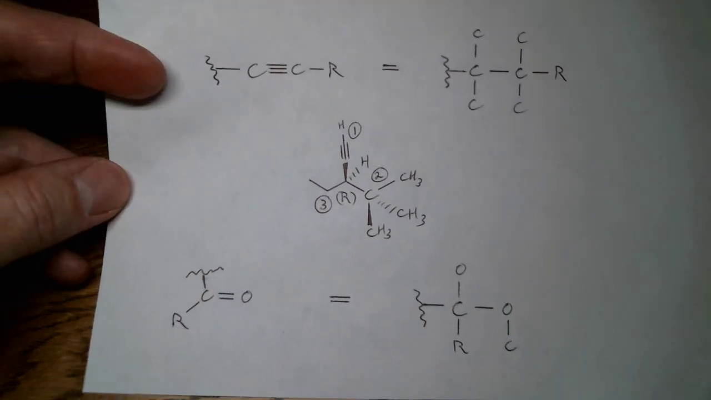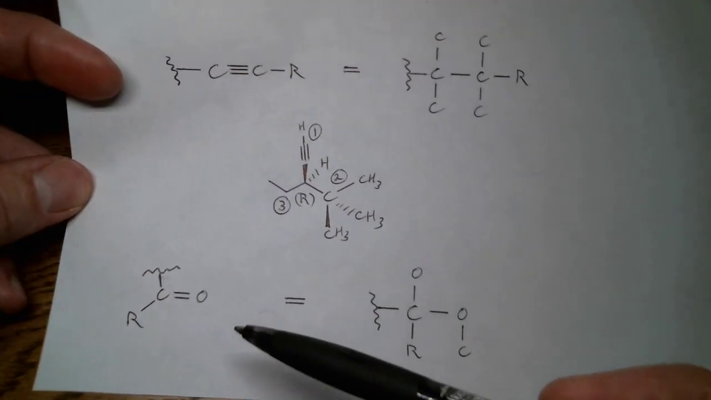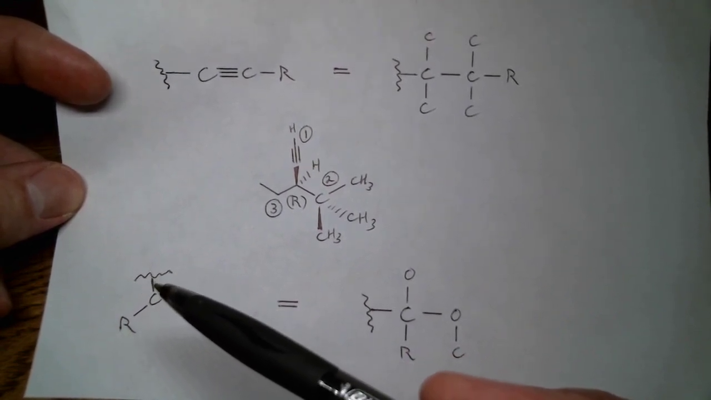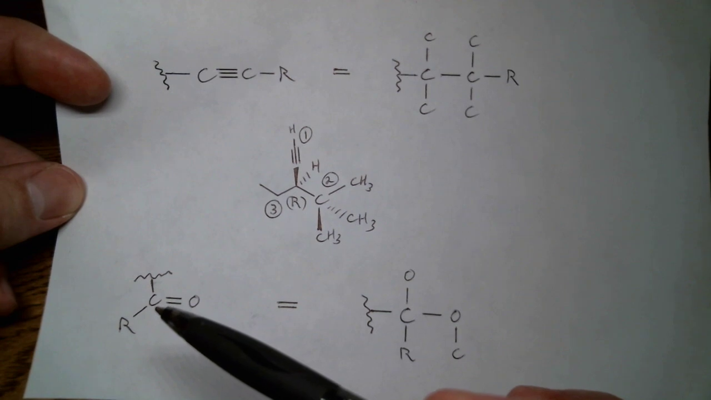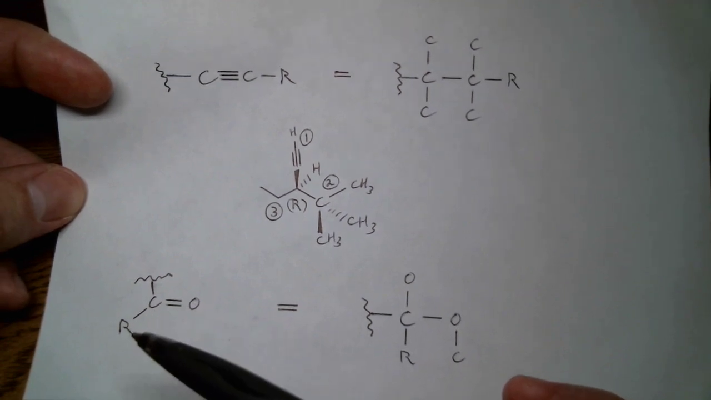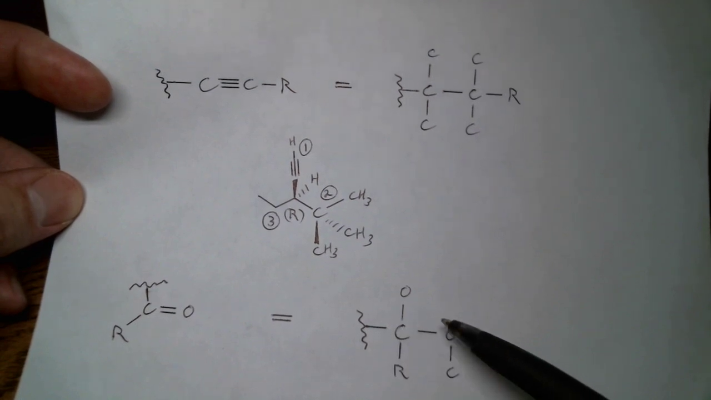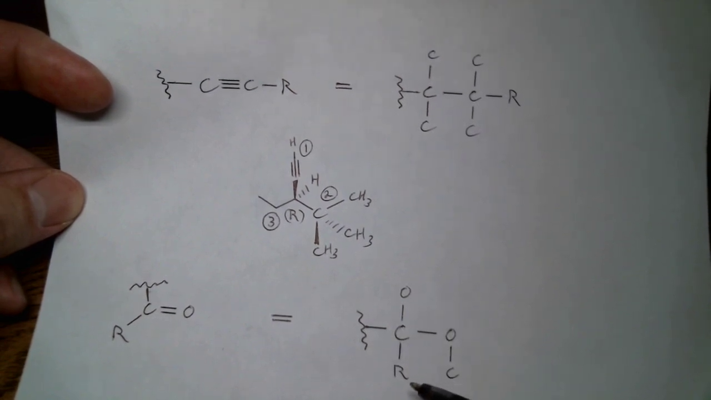How about a carbon with a double bond to oxygen? Well, if you have a group attached to a stereocenter, which is a carbon that's double bonded to an oxygen bonded to some R group, we treat that as a carbon bonded to two oxygens, and whatever R is.